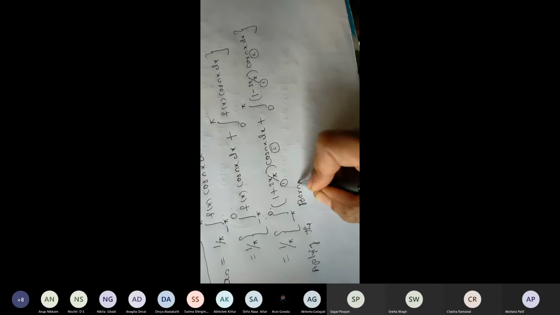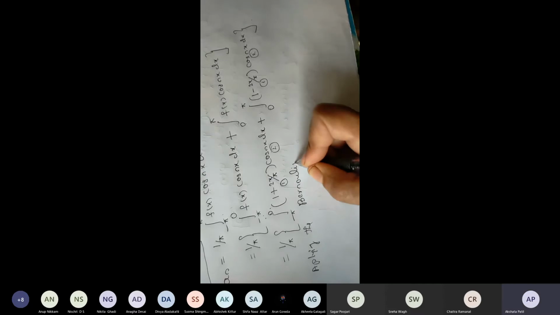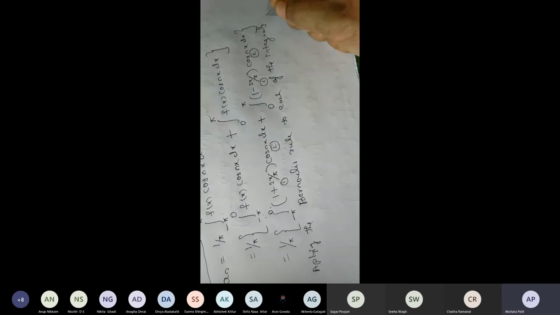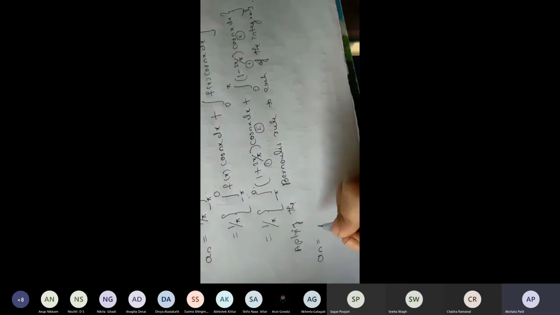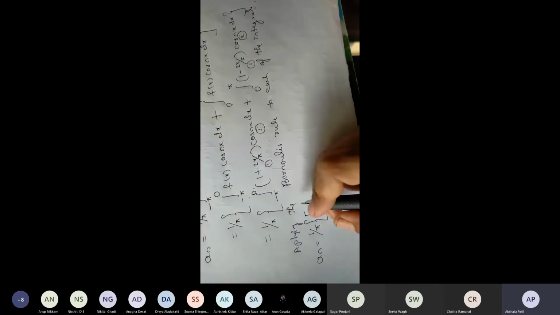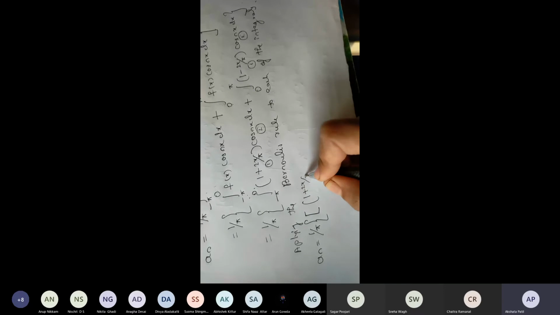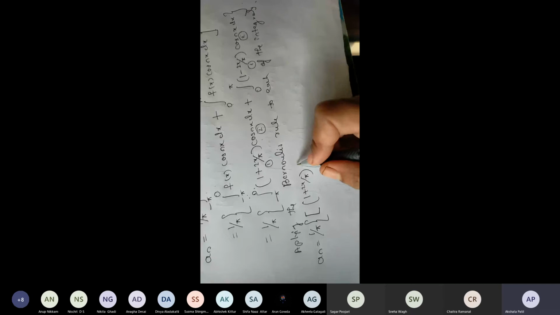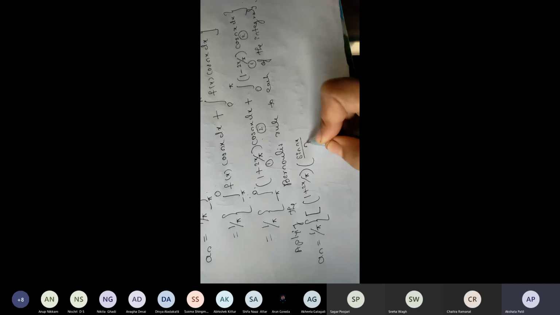Write it down here: applying Bernoulli's rule to each of the integrals. So here we can write an equals 1 by pi, already outside, keep as it is. Now the first term, keep as it is: 1 plus 2x by pi. Integration of the cos nx term: the integration of cos nx is plus sine nx divided by n.